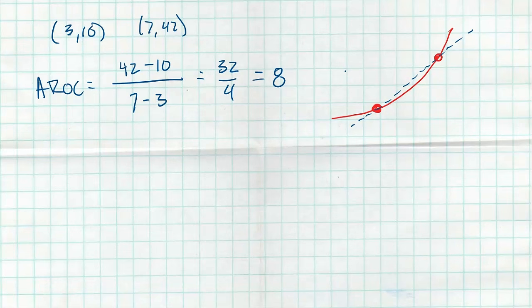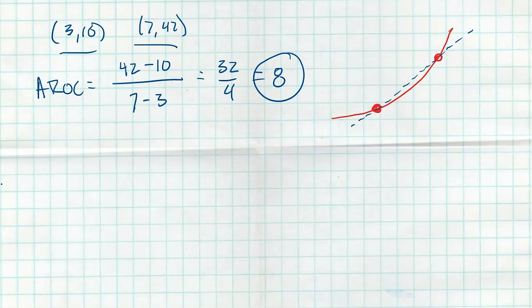Now, how do I find the equation of that secant line? Well, okay, come on, go back to algebra. How do you find the equation of a line? Well, you need a slope. I already have the slope. It's 8. That's the average rate of change. And I need 1 point. Well, I got 2 points, so it doesn't matter which one we use.